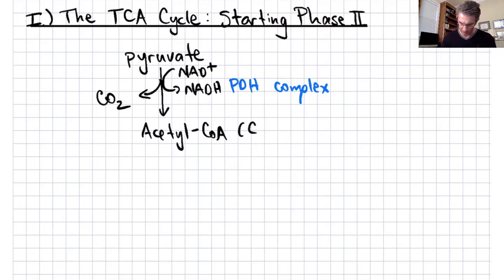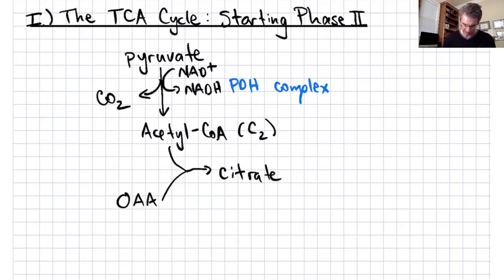If you recall, this is, of course, a 2-carbon unit in that acetyl group. And the next thing we're going to do is condense that acetyl group with oxaloacetate, that dicarboxylic acid, to generate this 6-carbon tricarboxylic acid citrate. So if oxaloacetate is a C4 unit, and we condense acetyl-CoA with it, we generate a C6 unit.